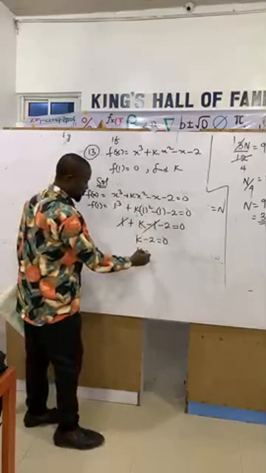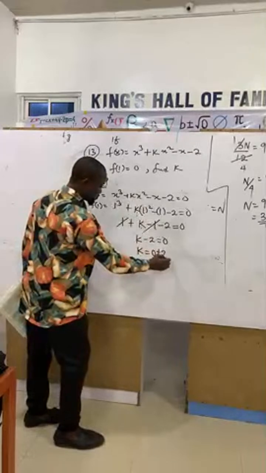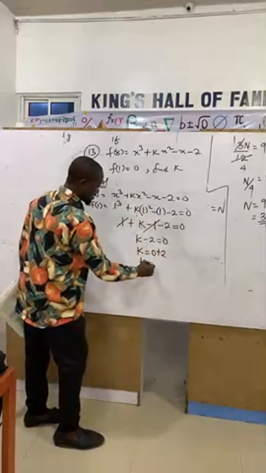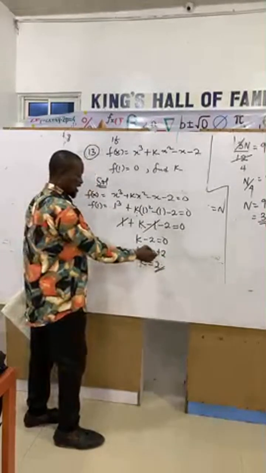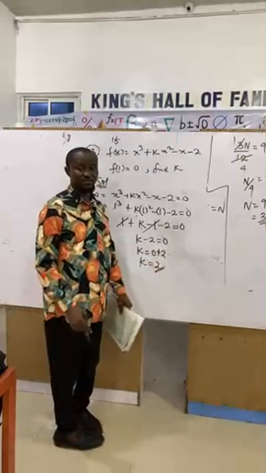So this 2 will cross over. k equals 0 plus 2, which gives k equals 2. The 0 plus 2 is not 0; it's 2. So the answer equals 2.